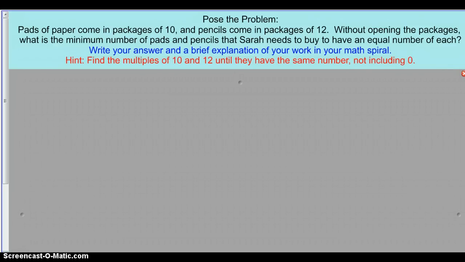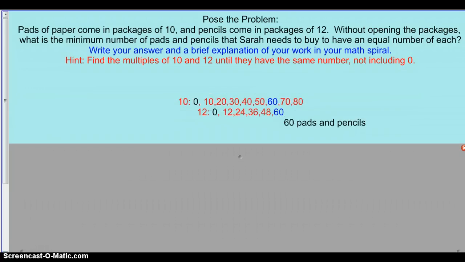If you just don't know what to do, here's the hint. Find the multiples of 10 and 12 until they have the same number, not including 0. Is this what you got? The multiples of 10 are 0, 10, 20, 30, 40, 50, 60, 70, 80. And then for 12, I wrote 0, 12, 24, 36, 48, 60. I stopped when I saw that they both had 60 because I needed something besides 0. So 60 pads and pencils is my answer.